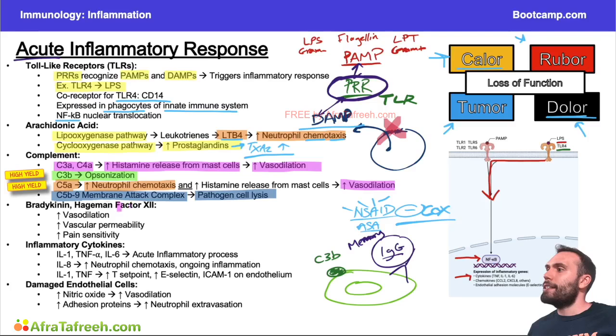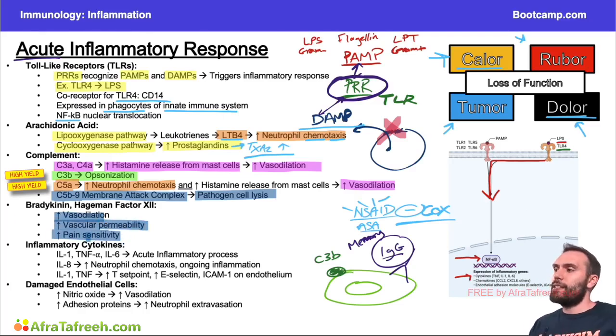Now, bradykinin and Hageman factor, I'll talk about this more coming up, but the big three things you want to remember about this, bradykinin in particular, remember that bradykinin is associated with increasing pain sensitivity. That's very important. Now, it also does other things, increases vasodilation, vascular permeability, but the thing that they love to ask about bradykinin is that it increases the sensitivity to pain. Okay, so remember that.